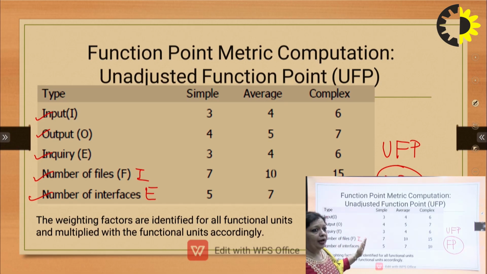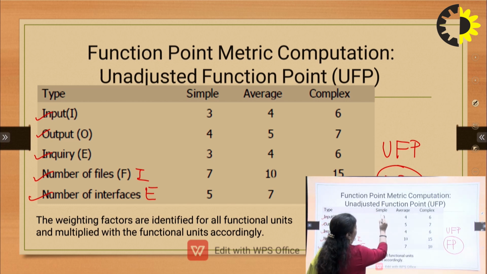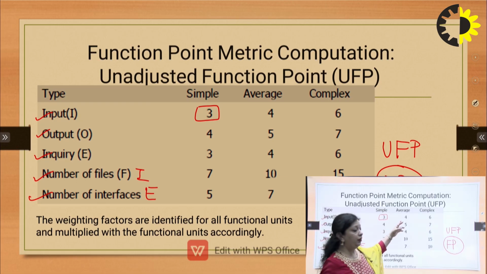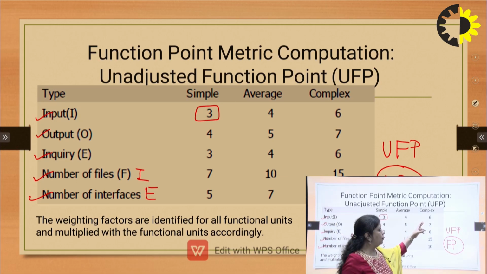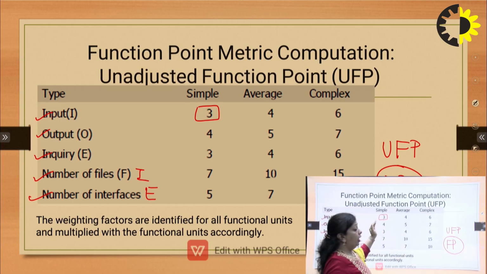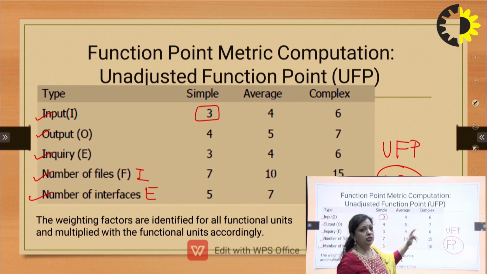This was given by Albrecht himself, that whenever we are talking about the first type of functional unit, that is input: if my input is simple, I'll give it a weight 3. If my input is average, I'll give it a weight 4. And if my input is complex, I will assign it a weight 6. Same way for output. If the output is simple, 4, average 5 and complex 7.